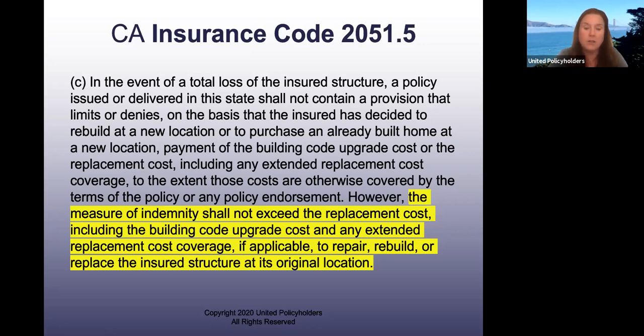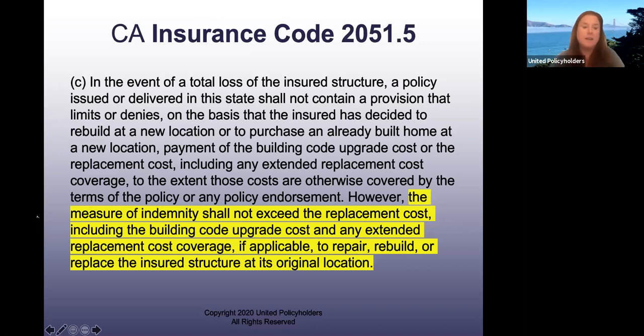The key is on extended replacement, withheld depreciation, and code upgrades. Any depreciation that they apply to pay your actual cash value and your code upgrade costs, that money has to be spent in order for them to pay you. So say you have $400,000 for the building, $100,000 for code, that gives you $500,000 to spend. If you spend $450,000, you would only get half of that building code upgrade coverage. You would only get $50,000 of it. That's a really important fact.